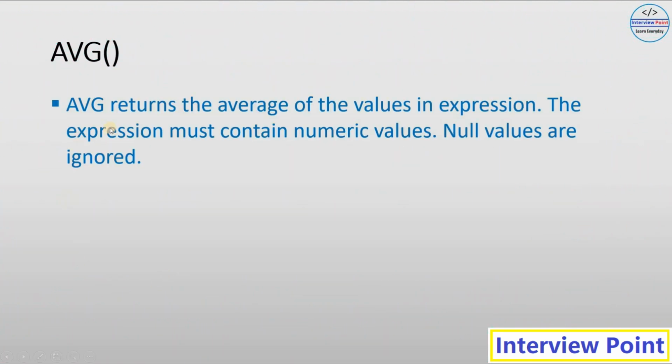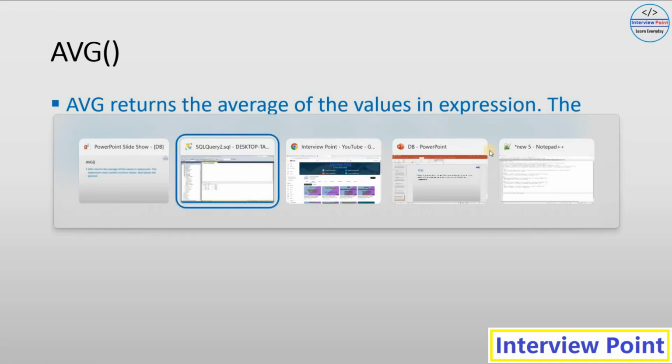First one is the average function. First understand that the average function returns the average of the values in an expression. The expression must contain numeric values. Null values are ignored. So this average function will not consider null values; it will always ignore null values. Okay, so let's try to understand with the help of an example.